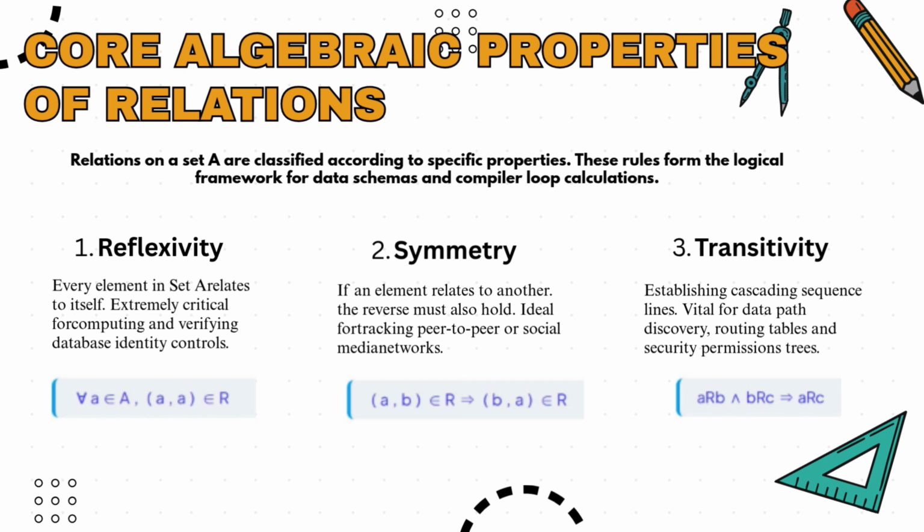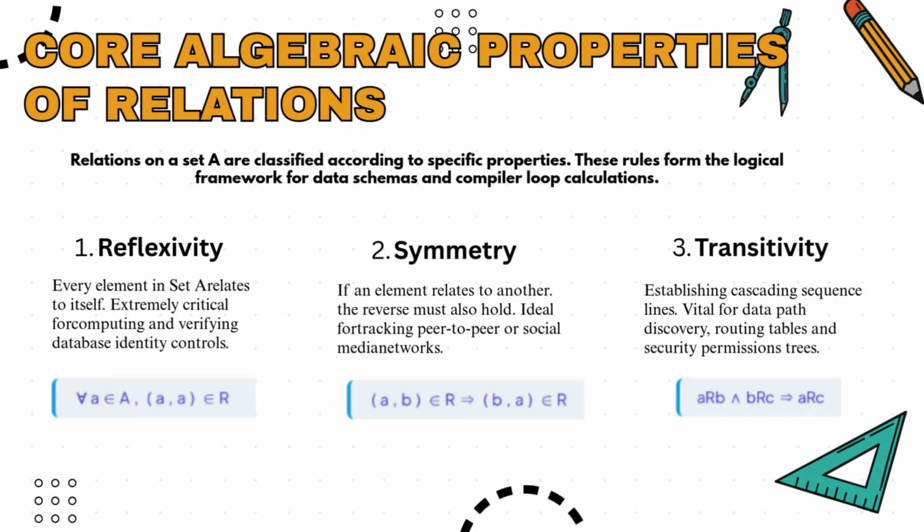In software engineering, relations on a single set A are classified according to specific algebraic rules. Analyzing these properties allows us to optimize compilers and safely model network handshakes. There are three core properties we must evaluate. First, reflexivity. A relation R on a set A is reflexive if every single element relates to itself. Mathematically, for all a belonging to A, the pair (a, a) belongs to R. In computer systems, identity checks, directory pathways, and reflexive database self-joins rely on this property to guarantee integrity.